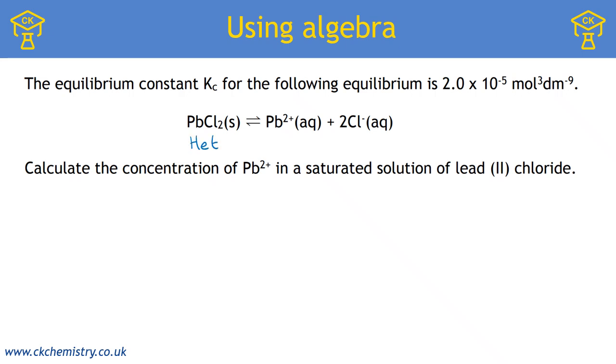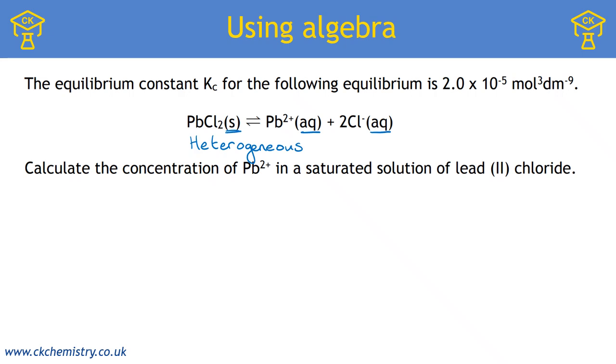And heterogeneous means that not everything is in the same physical state. We have solid, aqueous and aqueous. So normally for Kc we would either have everything in an aqueous state, because aqueous means dissolved in water, which means it has a concentration. Or we'd have, like in the previous ones we've been doing, gases. Now gases, we can measure either the pressure or we can measure their concentration, because there are a particular number of moles of gas in a particular number of dm cubed.